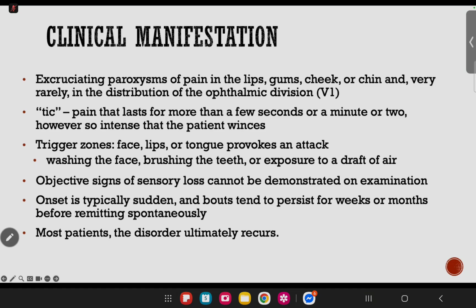An essential feature of trigeminal neuralgia is that objective signs of sensory loss cannot be demonstrated on examination. The onset is typically sudden, and bouts tend to persist for weeks or months before remitting spontaneously. And the remission may be long lasting, but in most patients, the disorder ultimately recurs.